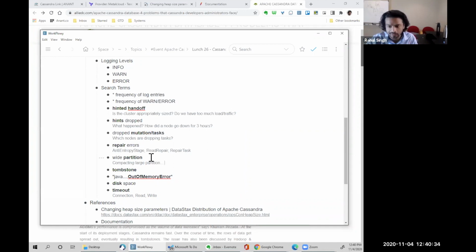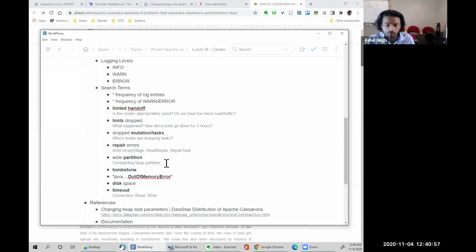Basically, when the system is compacting data, it detects large partitions, and it'll tell you. If you're smart, you can put this all into Elk and Splunk and write queries to see what are my large partitions. Are they increasing? Are they decreasing? Did we solve the problem?